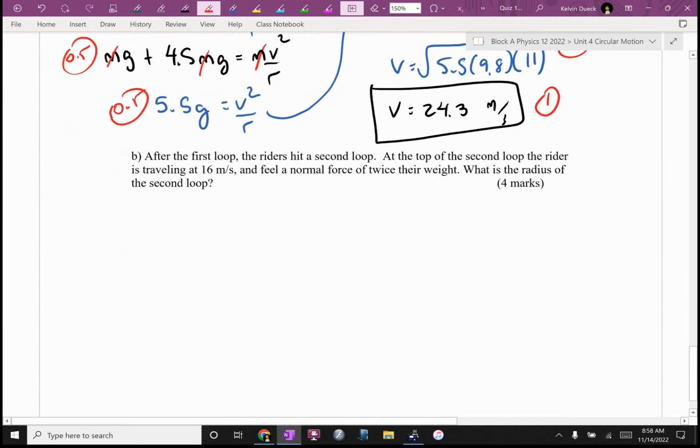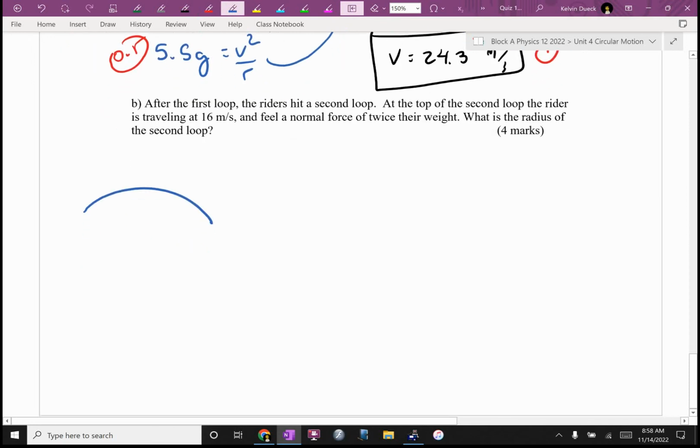After the first loop, the riders hit a second loop. At the top of the second loop, okay, there's the top of the loop. The rider is traveling at 16 meters per second, and they feel a normal force of twice their weight. What's the radius? Okay, I guess this is asking me to get the r by itself. Still going to be a job for a free body diagram.